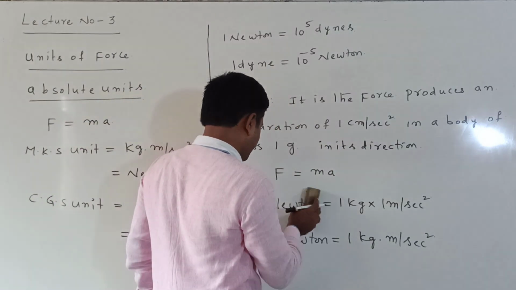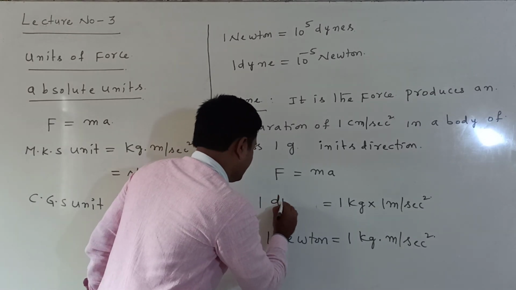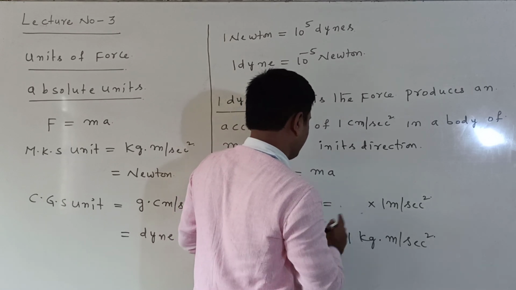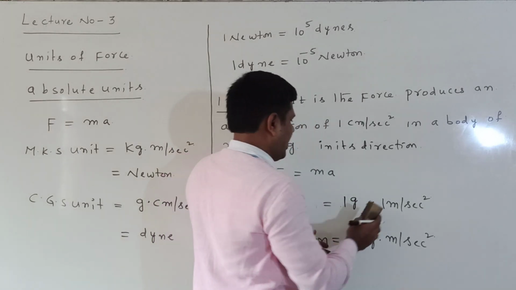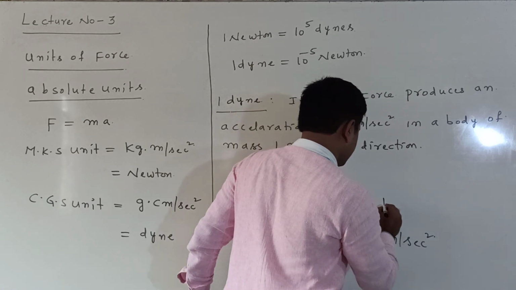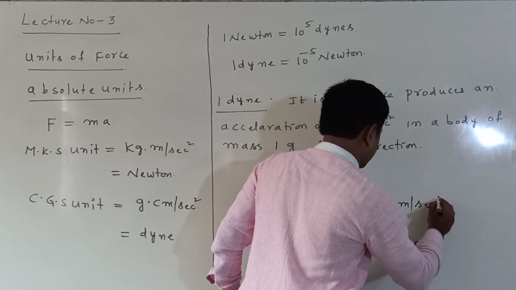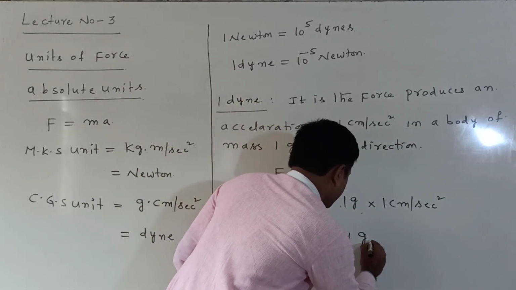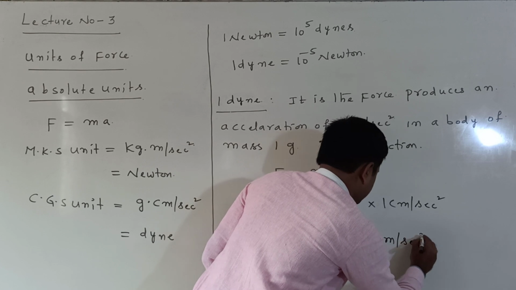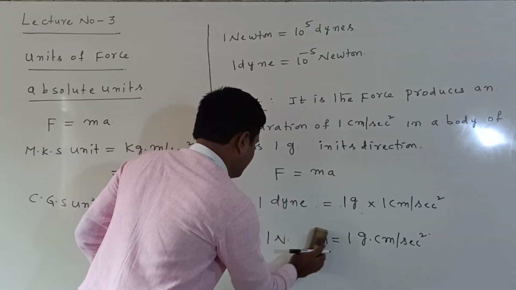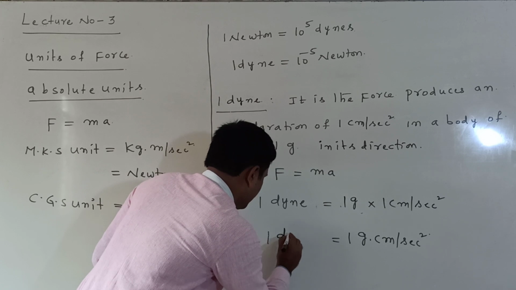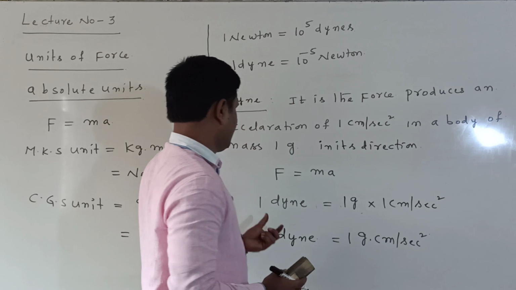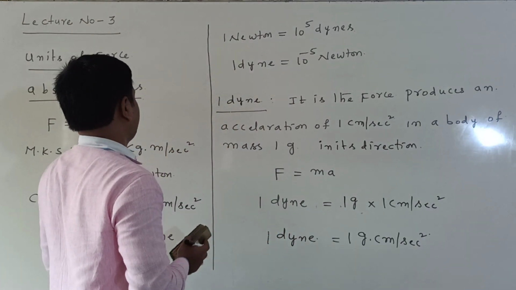Similarly here also we are writing 1 dyne is equal to, here what is here? 1 kg. In the place of the kg we are writing here 1 gram. Mass is 1 gram. Acceleration, how much acceleration is produced here? 1 centimeter per second square. So 1 into 1 is equal to 1. We are getting here 1 gram into centimeter per second square. This is called a 1 dyne. 1 dyne is equal to 1 gram into centimeter per second square.